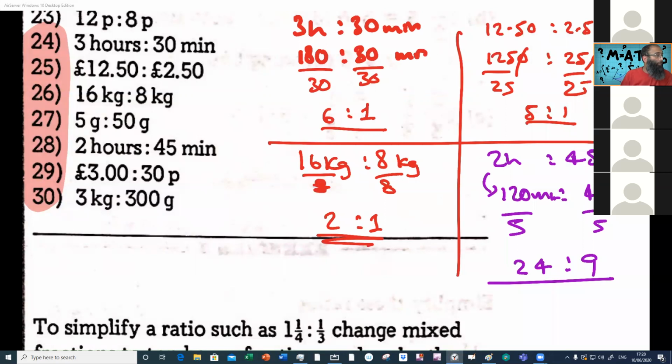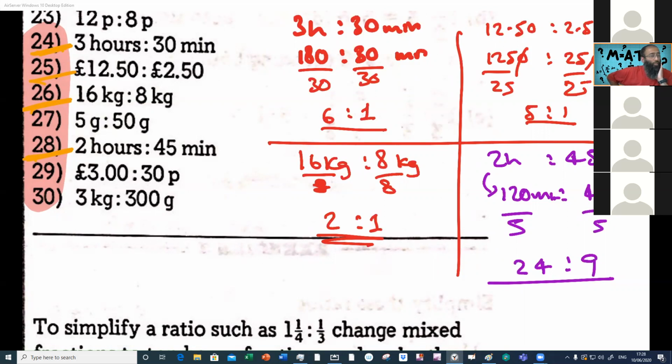Okay. So I've done some of the questions there for you quickly while you guys were doing your test. Can you please mark your questions now? I had a go at question number 24, 25, 26, and 28. So the 3 hours and 30 minutes one, we change them into minutes. So we have 180 minutes. Then you divide everything by 30. So that'll give you 6:1.